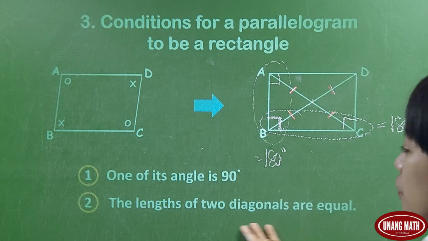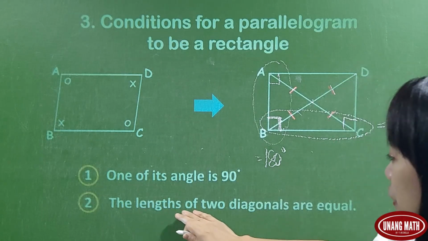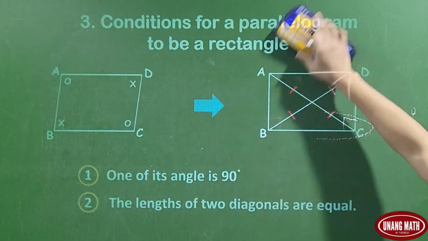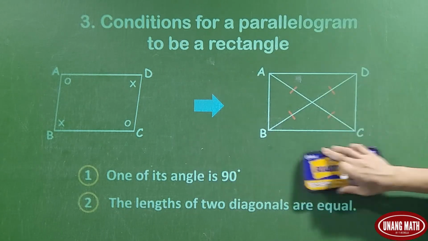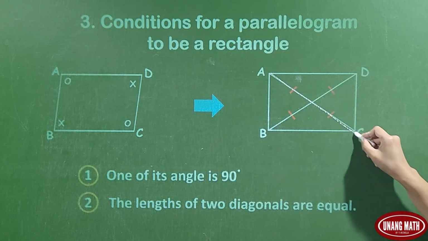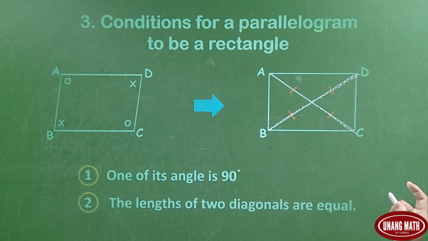For the second condition, the lengths of the two diagonals are equal. It's like what I've mentioned. If it's a rectangle, then when we draw the two diagonals, the lengths of those two diagonals are equal.